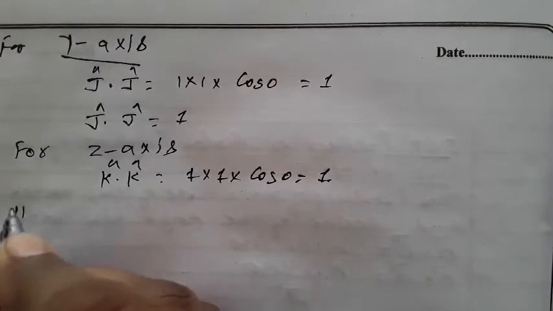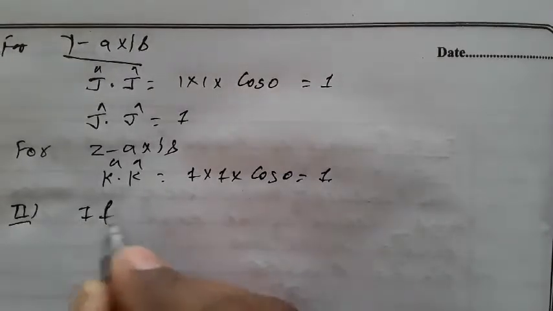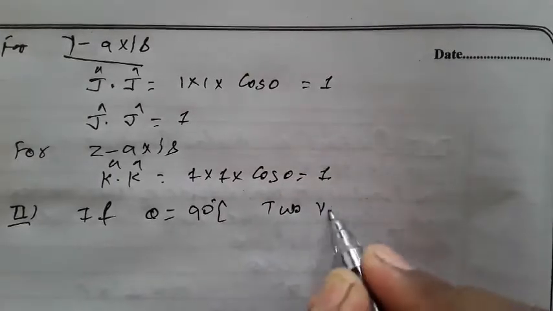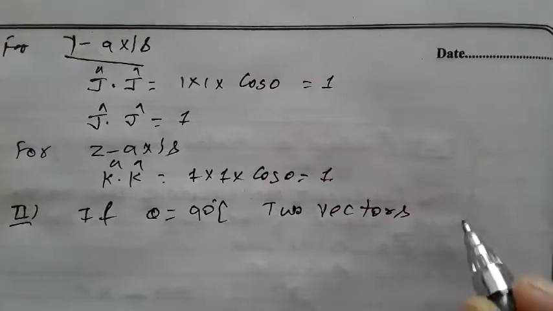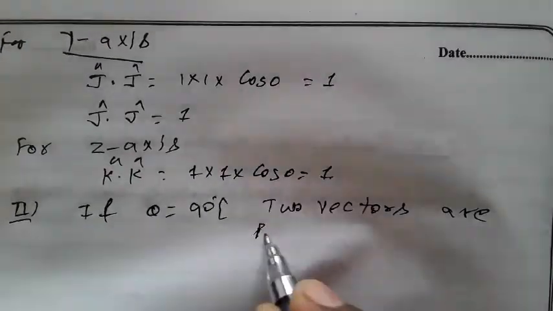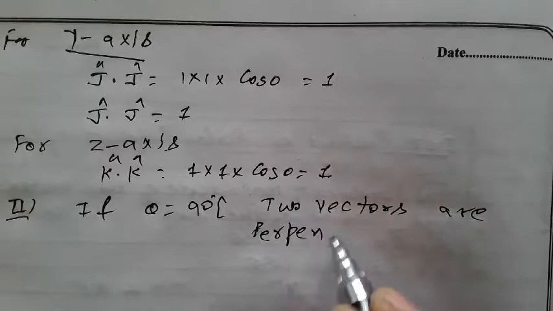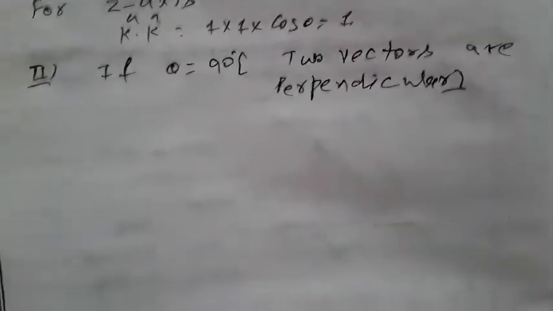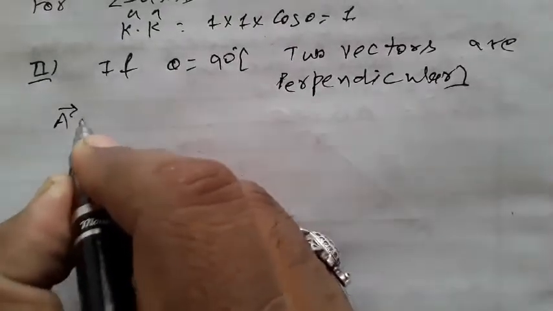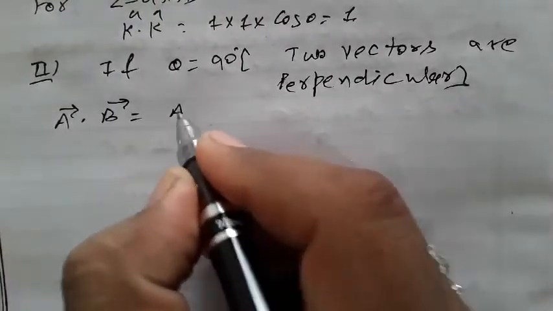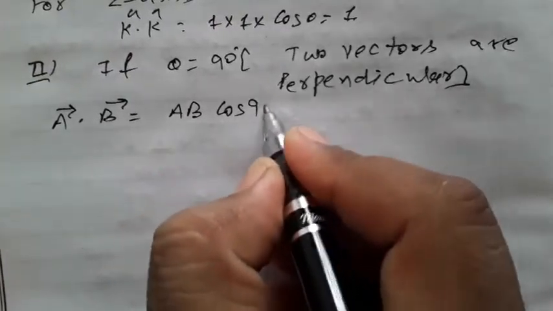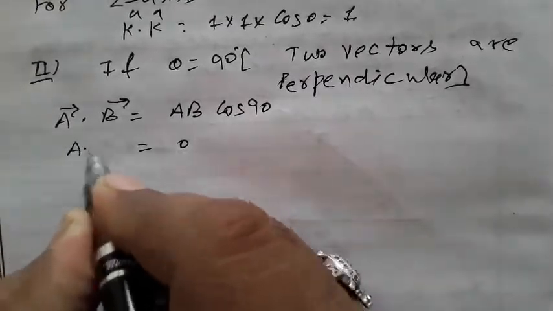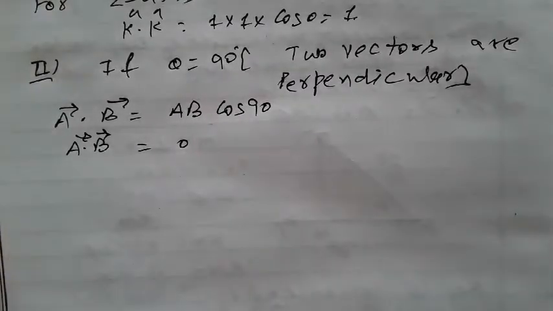Now the second case. If theta is equal to 90 degrees, the two vectors are perpendicular. Now we can write a vector dot b vector is equal to a into b cos 90. Cos 90 is 0. So a vector dot b vector is equal to 0.